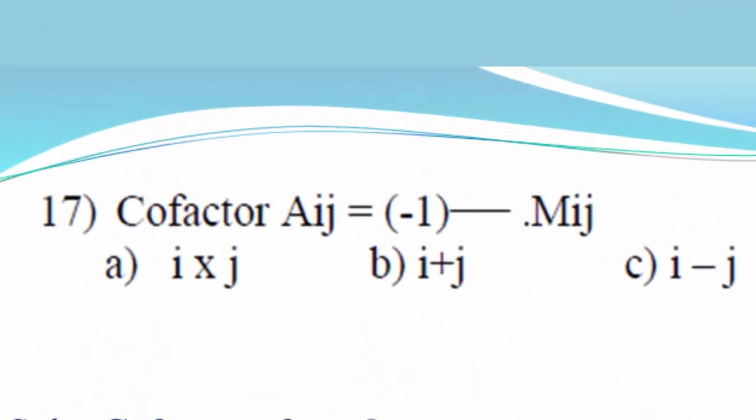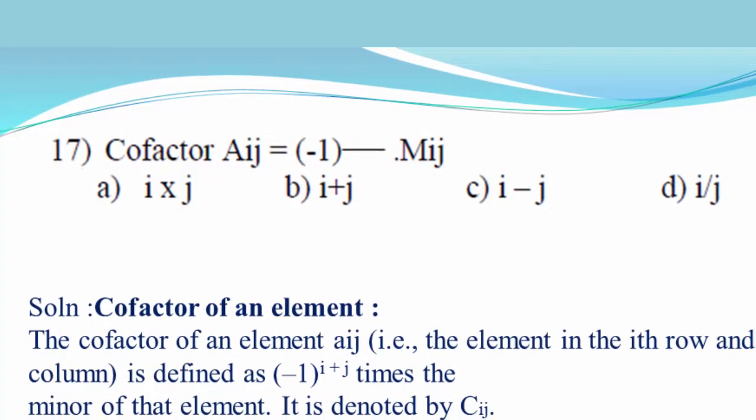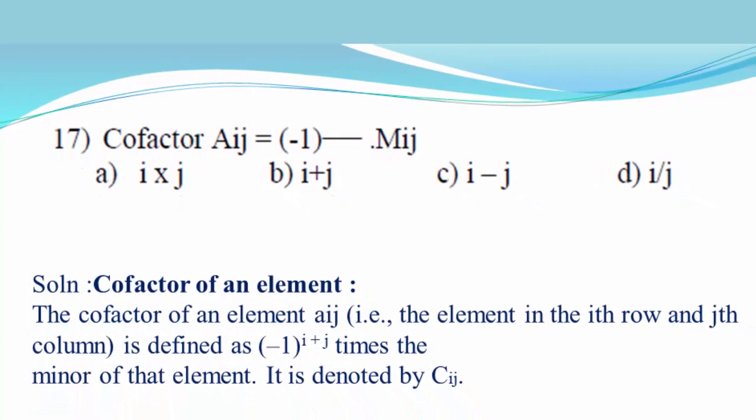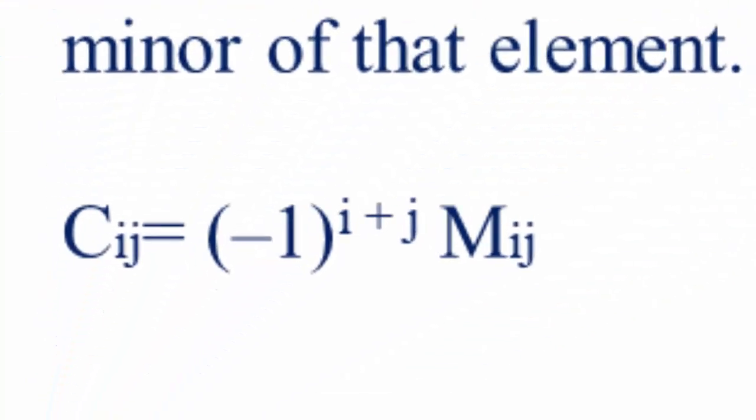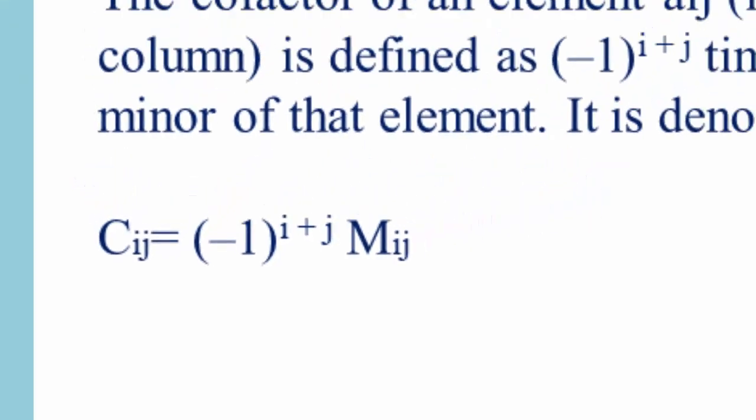Question number 70. The cofactor Aij is equal to minus 1 raised to dash into Mij. Dear students, according to the definition of the cofactor of an element, the cofactor of an element Aij, that is the element in the ith row and jth column, is defined as minus 1 raised to i plus j times the minor of that element. It is denoted by Cij or Aij. Therefore, Cij or Aij is equal to minus 1 raised to i plus j into Mij. Therefore, the option B, i plus j, is right.